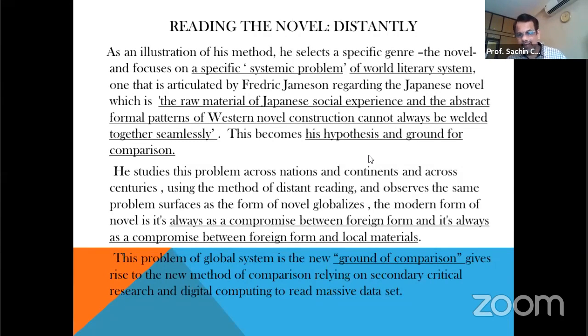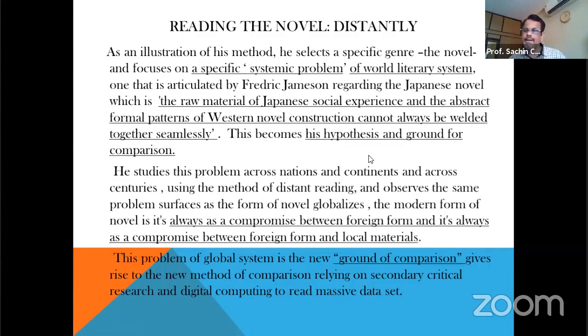And as an example of what distant reading is, he selects one problem as the ground of comparison. And that problem is that the novel as a form evolved all over the world. There was one basic problem common to all systems of novels across the world. And that problem was you could not fit the local regional material with the Eurocentric form. So there is a mismatch between form and the content that you find in novels all across the world, outside the Eurocentric core. And this became his ground of comparison and hypothesis.